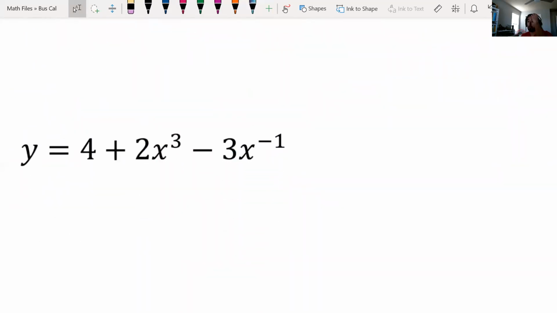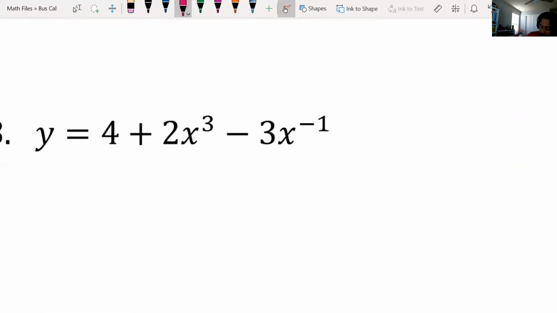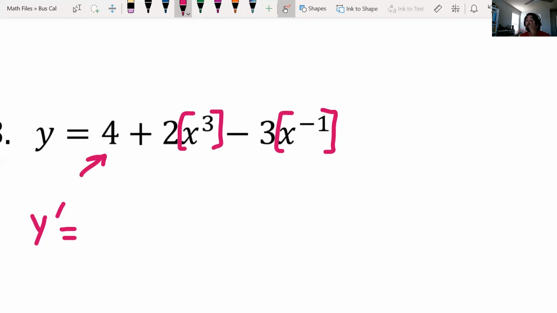Here we are given 4 plus 2x cubed minus 3x minus 1. Okay. So taking the derivative of this, we're going to say y prime, and I'll box these off as well, just because this is what we've been doing. And we'll start off with 4. 4 is a constant. So what is the derivative of 4 going to be? 0. Good.